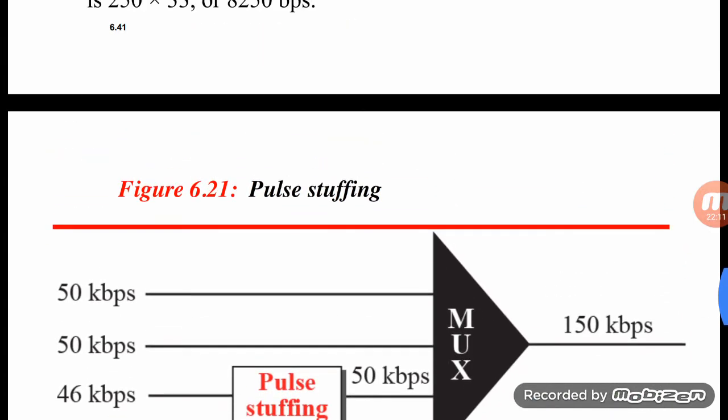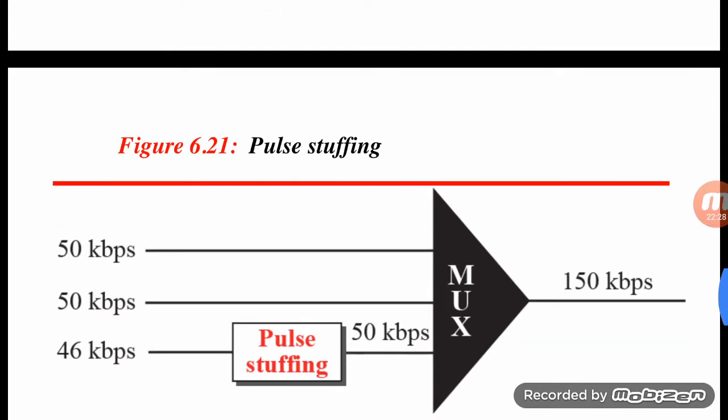Now the answer to this question. You have 250 kbps and one is 46. Multi-level will fail here and multiple slot will also fail. So what is the solution? The solution is pulse stuffing.